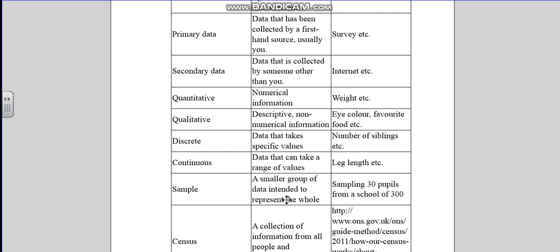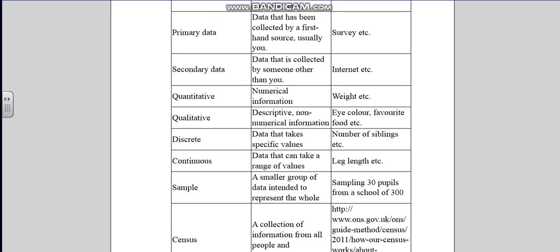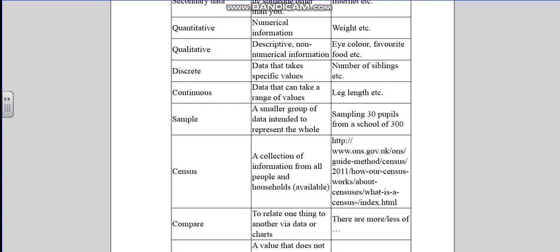Okay, so a sample is a smaller group of data that's intended to represent the whole population. Okay, so for example, if you had a school of 300, you might just look at 30 pupils from that 300. You wouldn't necessarily get all 300, you just choose 30, and that 30 is a sample. A census, okay, is a collection of information from all people and households available.